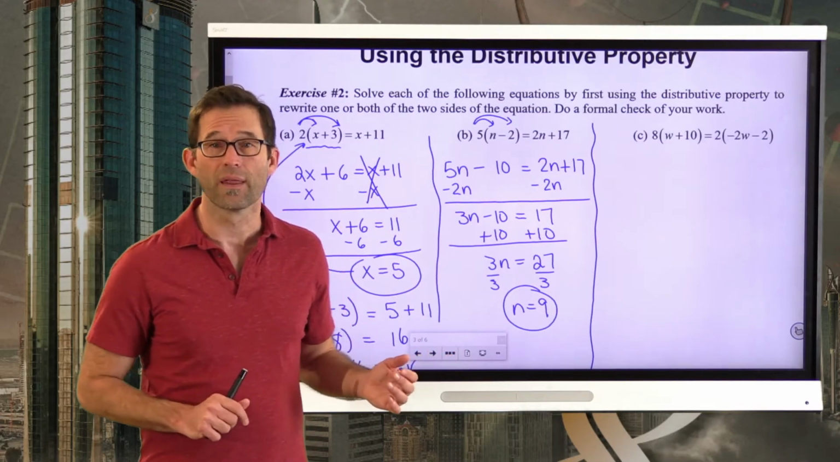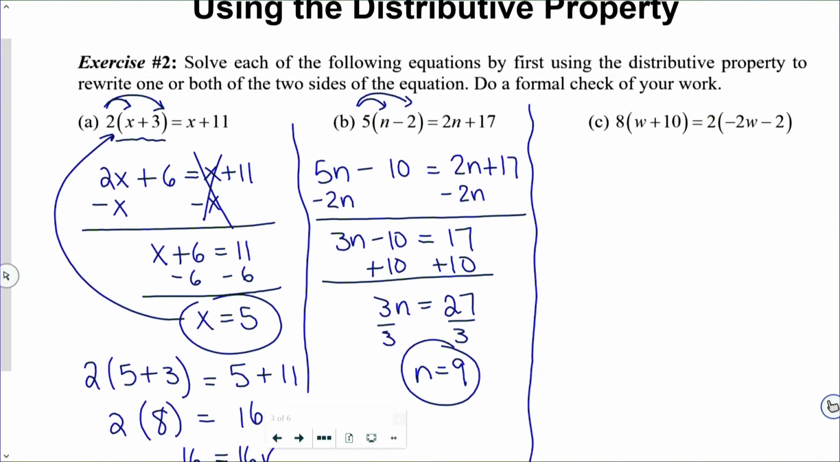Let's do letter C together. Here we go. So we use the distributive property on the left-hand side, right? We're going to distribute that 8 through the parentheses. 8 times w is simply 8w, and 8 times 10 is 80. Simple enough. Here, though, we also have to use the distributive property on the right-hand side. 2 times negative 2w is negative 4w, minus 2 times 2, which is 4. All right, now we're back to just solving an equation with variables on both sides.